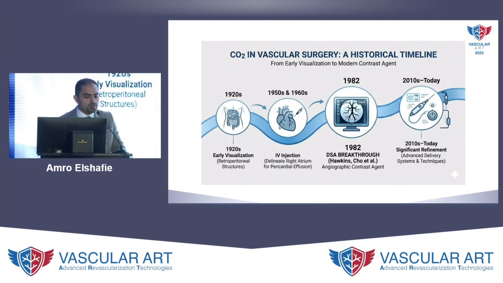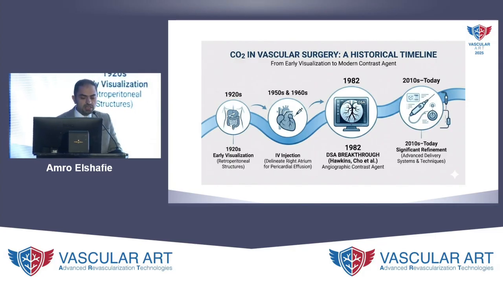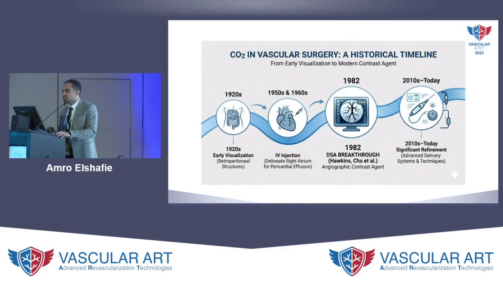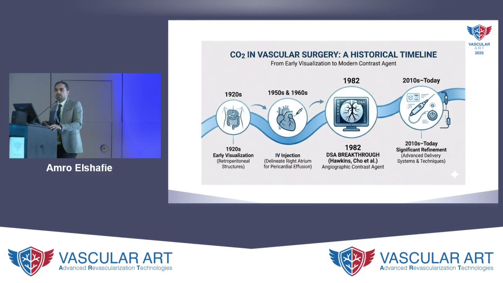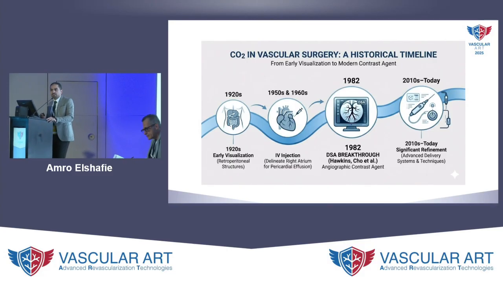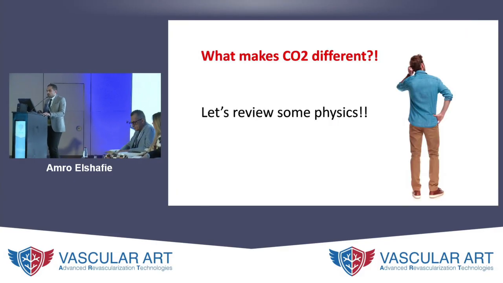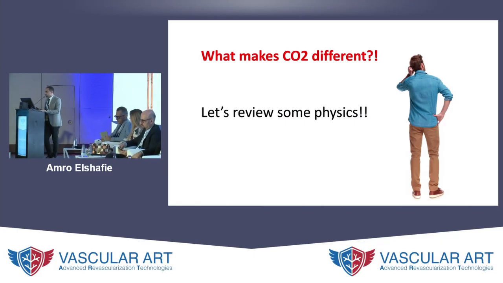The evolution of CO2 in vascular surgery started in 1982, when it was discovered accidentally by Hawkins. He inadvertently injected gas inside the arteries, and the celiac and its branches appeared. Fortunately, this incident passed uneventfully. After that, CO2 saw severe development, with delivery systems and techniques invented for its use. So what makes CO2 different from the iodinated contrast materials?